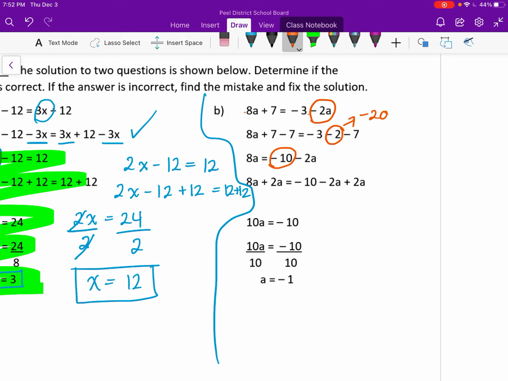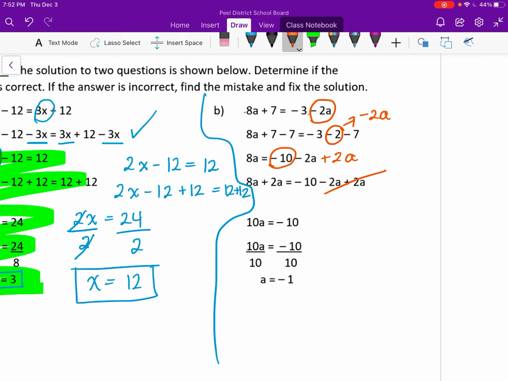negative 2a. But they rectified their mistake in the sense that when they moved on, they did negative 10 minus 2a, which is still correct. So then they took the 2a and they added it here so that they could get rid of it on this side. Whatever you do to this side, you got to do to this side. 8a plus 2a equals negative 10 minus 2a plus 2a, which is correct.